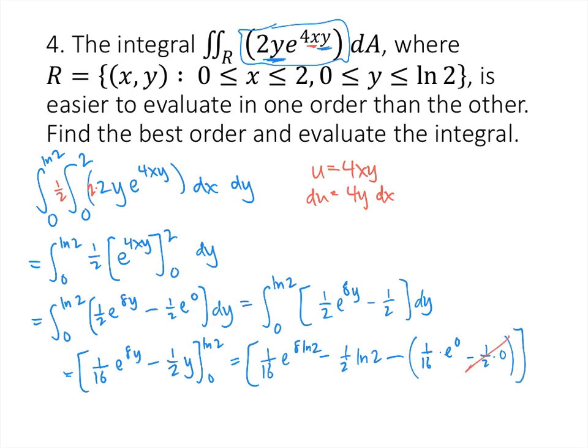So that's 0. E to the 8 natural log of 2, that's 2 to the 8th. Then we multiply that by 1/16, that's going to work out to be 16. So it's going to be 16 minus 1/2 natural log of 2. E to the 0 is 1, so it's going to be 16 minus 1/2 natural log of 2 minus 1/16. That's going to be 255 divided by 16 minus 1/2 natural log of 2.